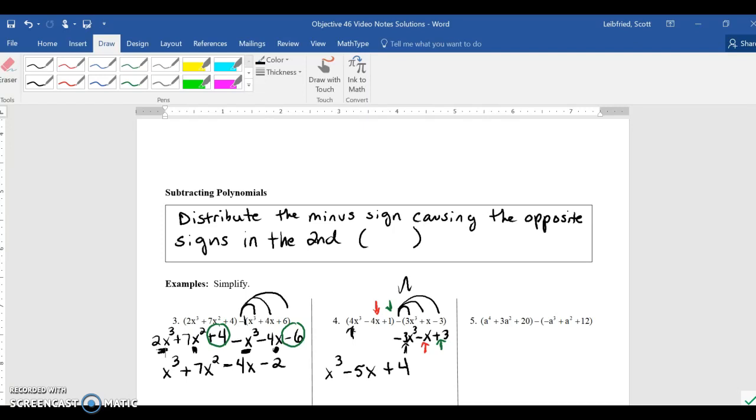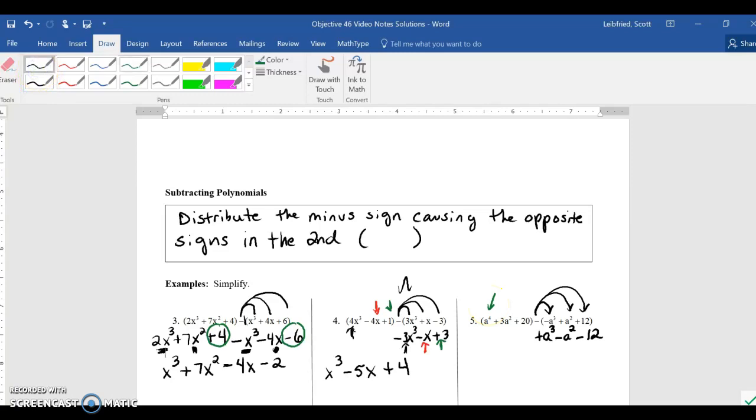Number 5, last one. Little slightly different look because what I did is I put a subtraction sign in the middle and then I put a negative for the first term. But keep with the same idea. Distribute the negative onto all of the trailing polynomial. So that makes this plus a cubed minus a squared minus 12. Okay, so we start with the first term, a to the 4th.